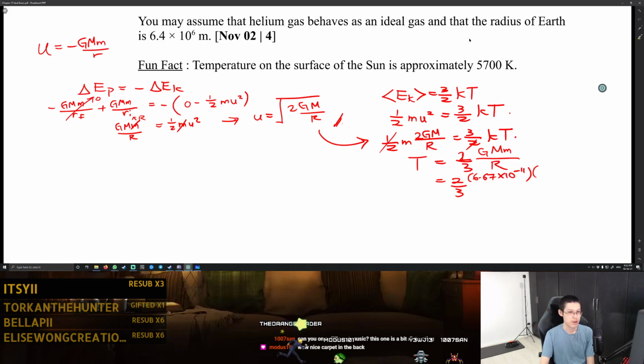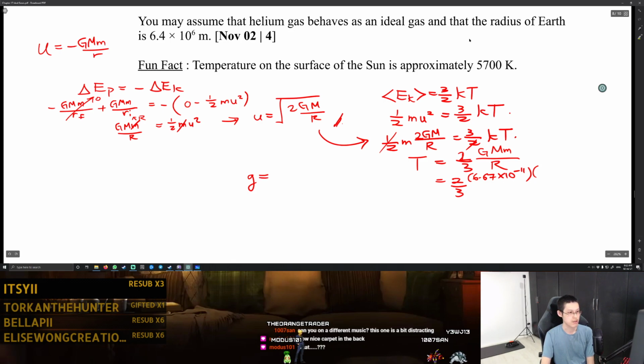Okay, so in order to not use the mass of the Earth, you can actually use the gravitational acceleration. So that's GM over r squared. Okay, you can just use this, which means this guy here.